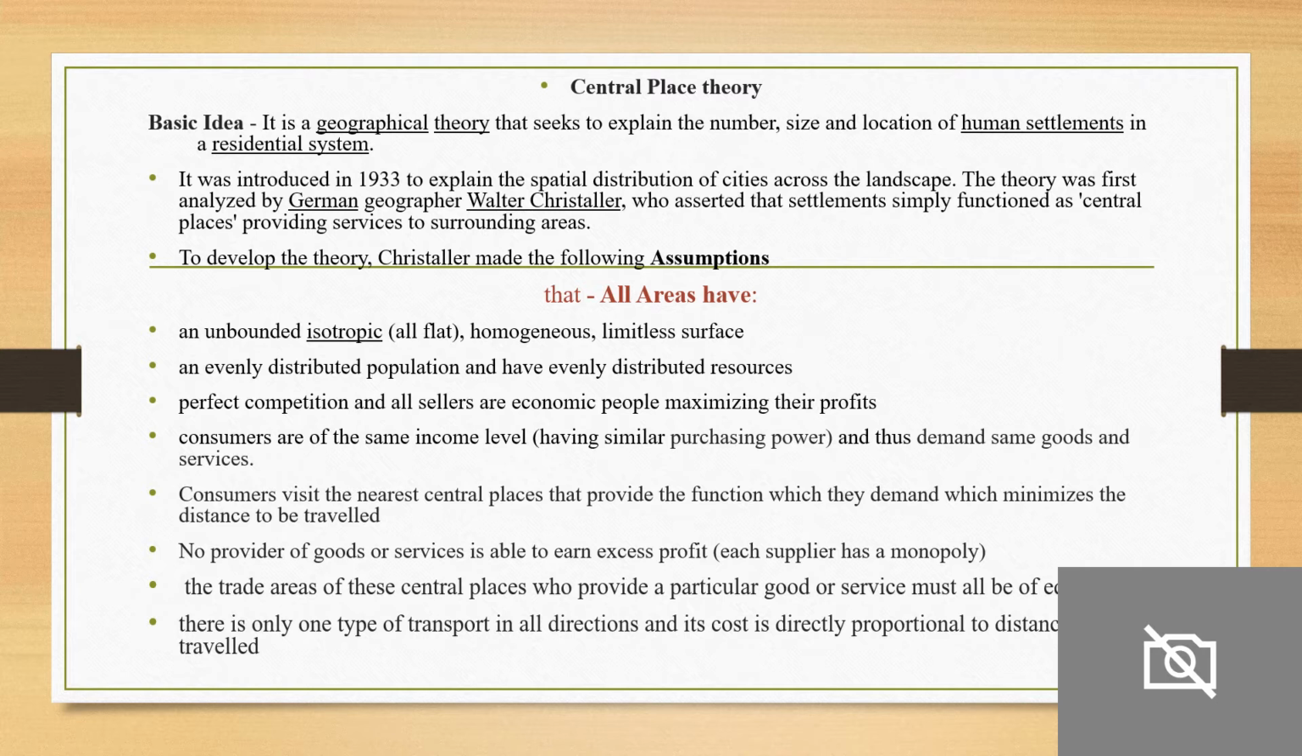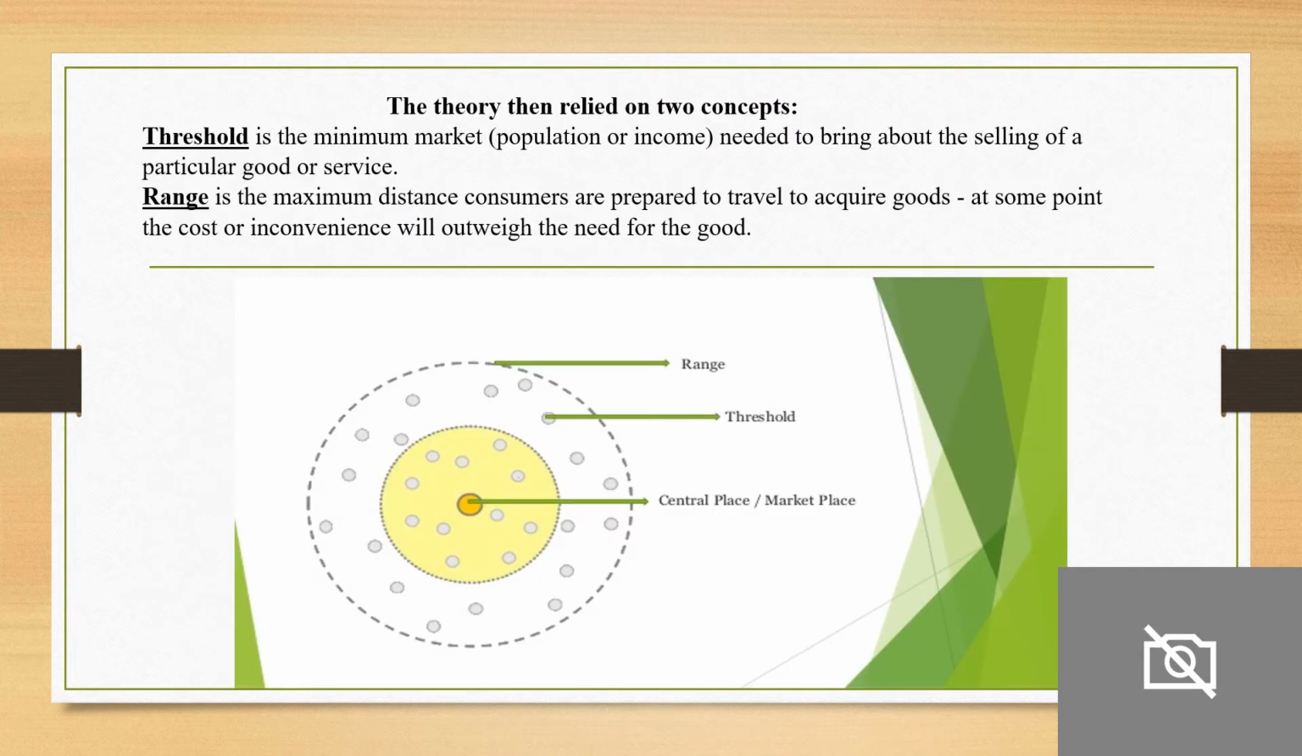Consumers visit the nearest central places to fulfill their demands, and they are ready to move to a far distant place as long as their demands are fulfilled. And there is monopoly of services. The transportation also depends on the central place, how far people are ready to travel and in which direction they are ready to travel in order to get the goods as well as the services that they need.